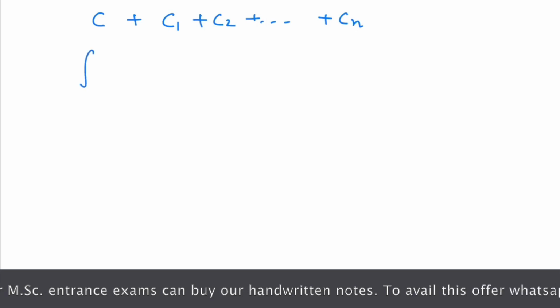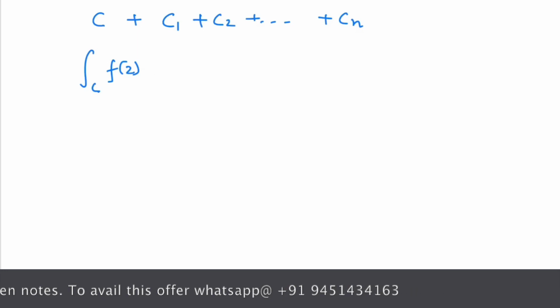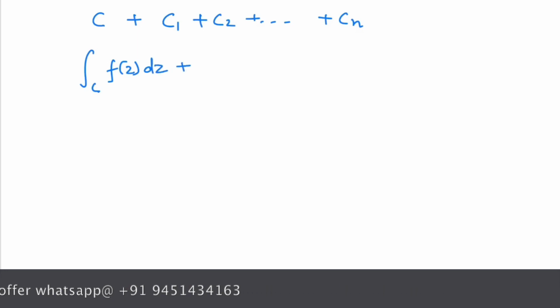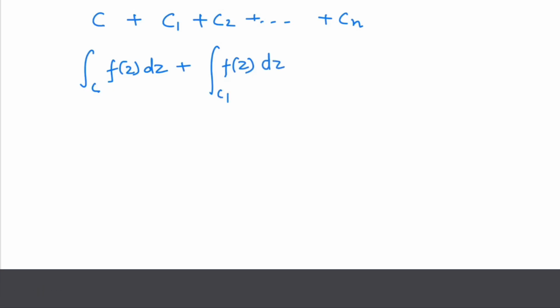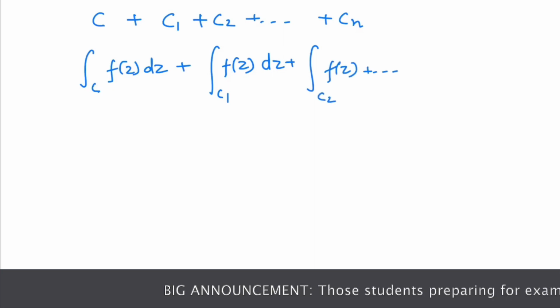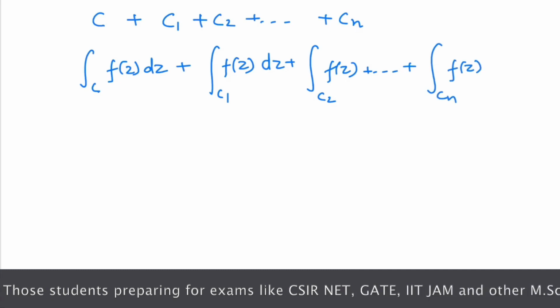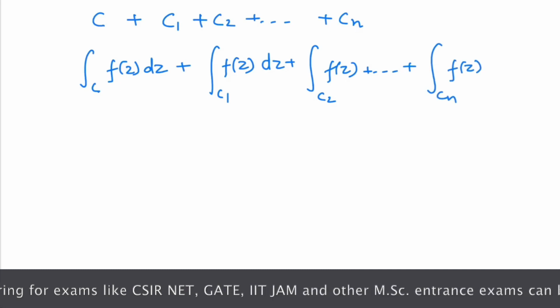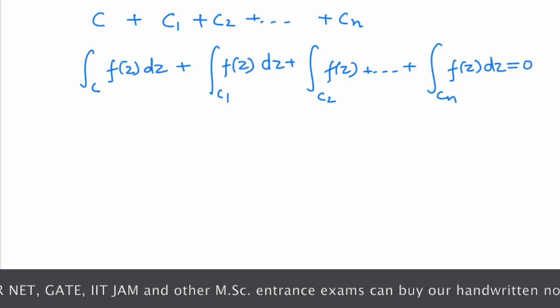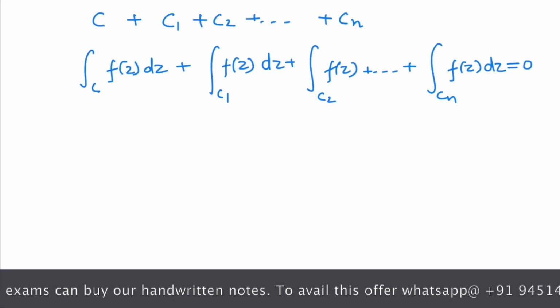So we have the integration of function f of z over C plus the integration of function f of z over C1 plus the integration of function f of z over C2 and so on, up to the integration of function f of z over Cn, and this will be 0. I hope everything is clear to you till now.